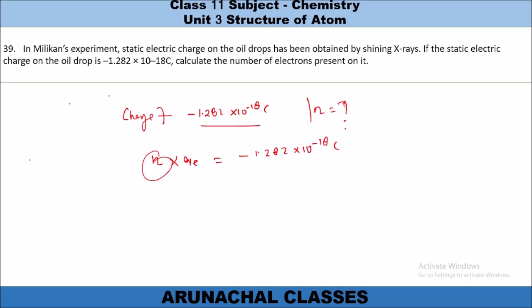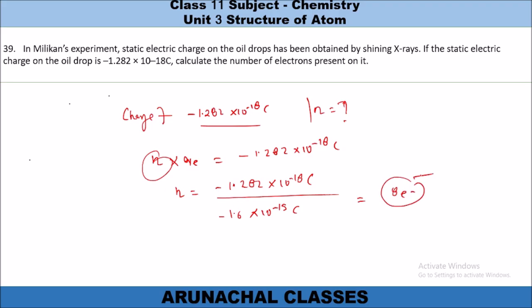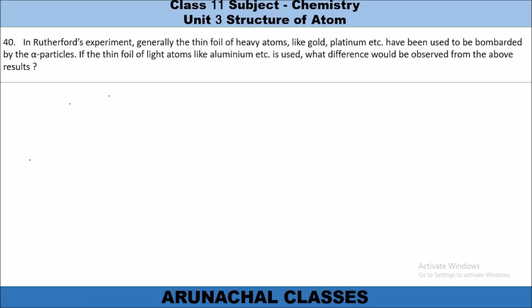Here there is a question mark. So n value is equal to 1.282 into 10 power minus 18 coulomb divided by the charge of an electron, that is 1.6 into 10 power minus 19 coulombs. When we solve this, it will be 8 electrons. So there is a presence of 8 electrons here. Now we are with question number 40.